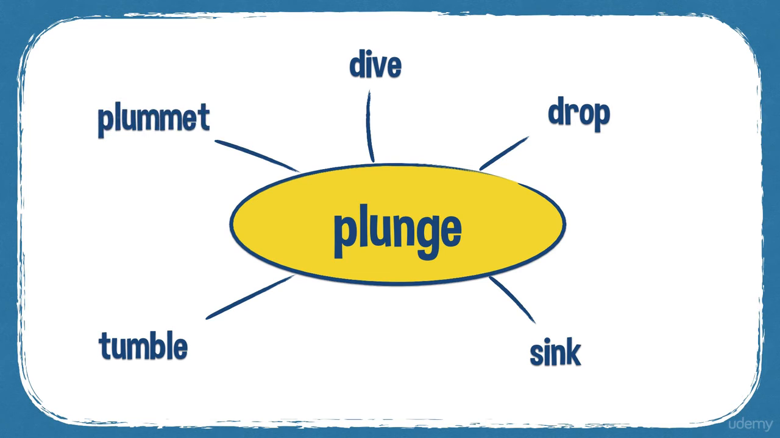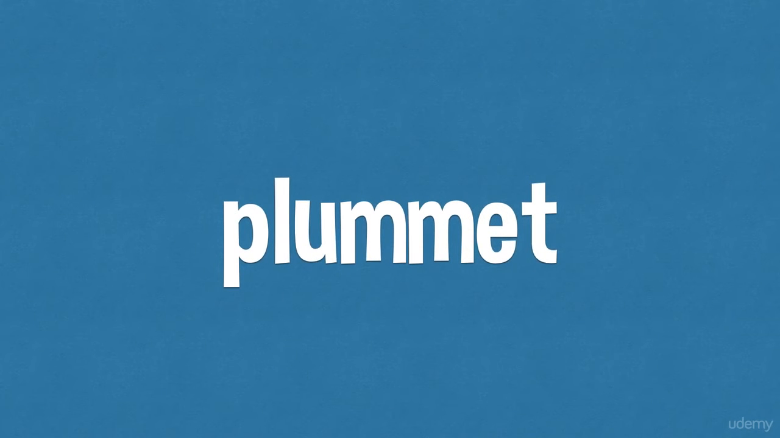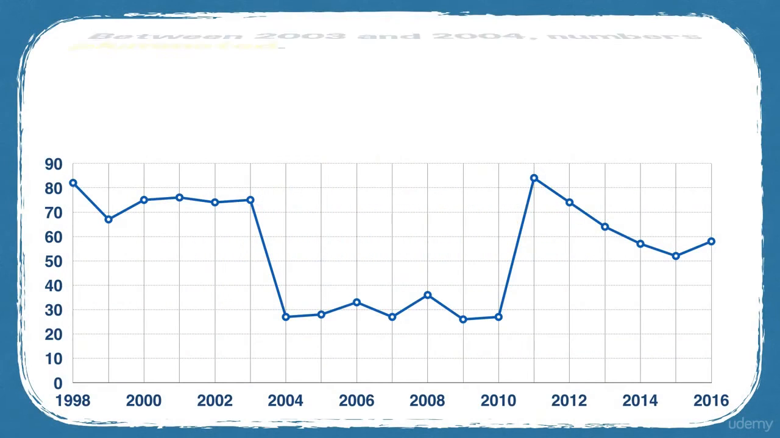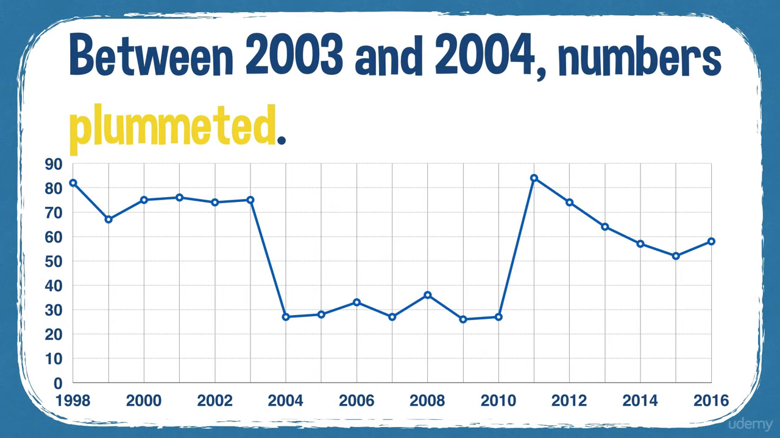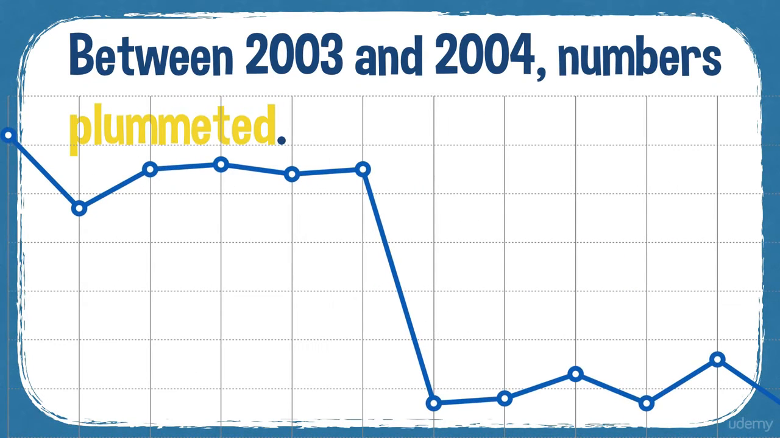And this nice word, plummet. Plummet is even faster and more dramatic than plunge. So if you jump out of an aeroplane with no parachute, you will plummet to your death very fast, I'm afraid. Share prices, for example, plummeted during the Wall Street crash of 1929. It's kind of the opposite of rocket. So between 2003 and 2004, numbers plummeted.